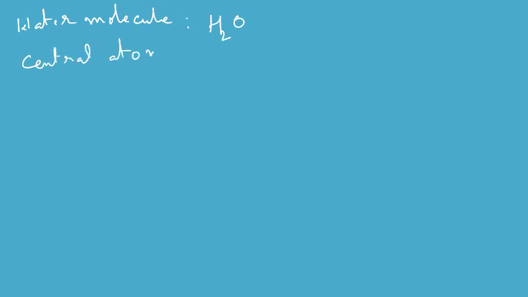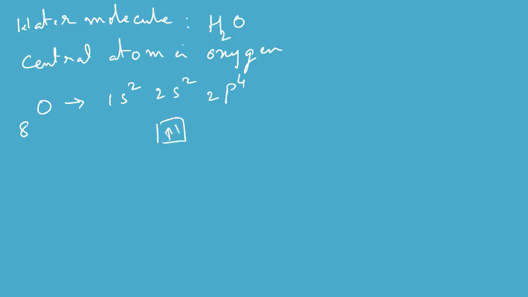Oxygen has atomic number 8, configuration 1s2, 2s2, 2p4. So the electron picture for oxygen: in the 2s subshell there is a lone pair, and in 2p, 3 orbitals are there. So there are 2 unpaired electrons. These two unpaired electrons pair with unpaired electrons of 2 hydrogen atoms.